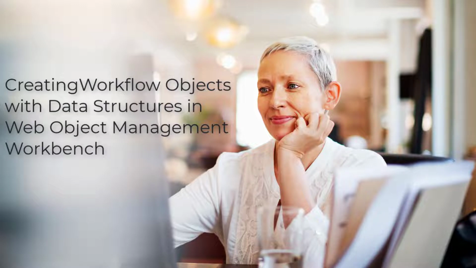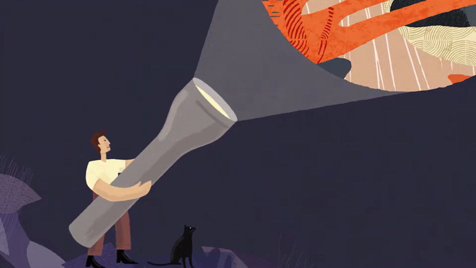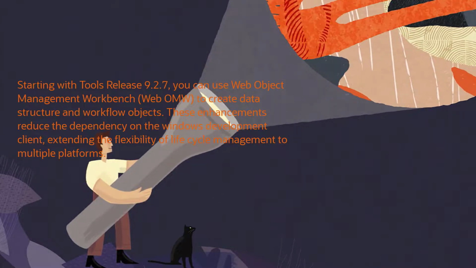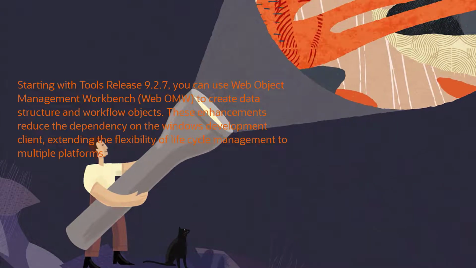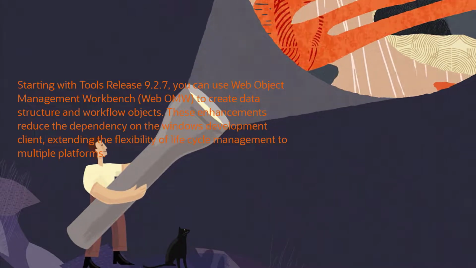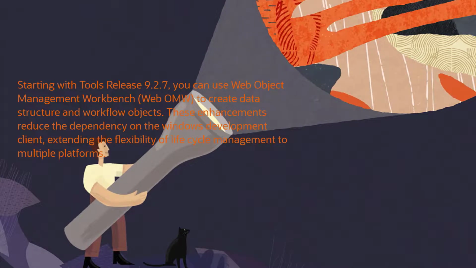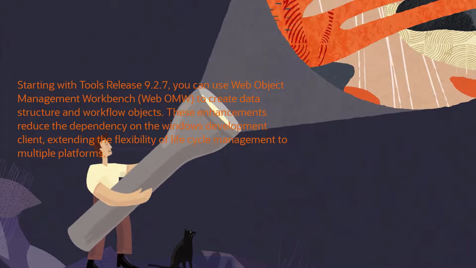Hello. In this tutorial, I will show you how to create a workflow object with data structures using the Web Object Management Workbench application. Starting with tools release 927, you can use Web Object Management Workbench to create data structure and workflow objects. These enhancements reduce the dependency on the Windows development client, extending the flexibility of lifecycle management to multiple platforms.